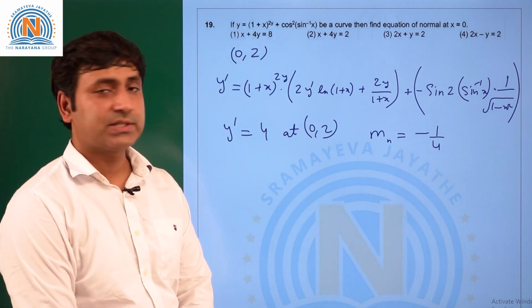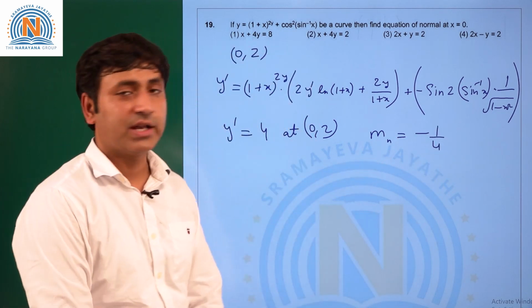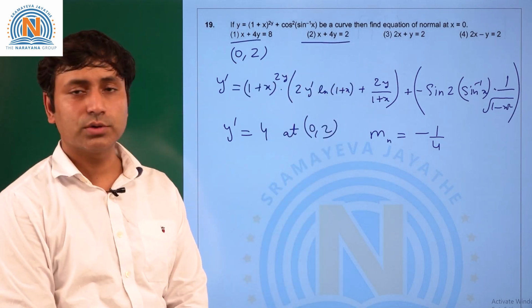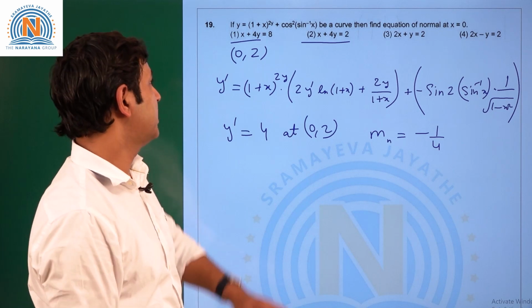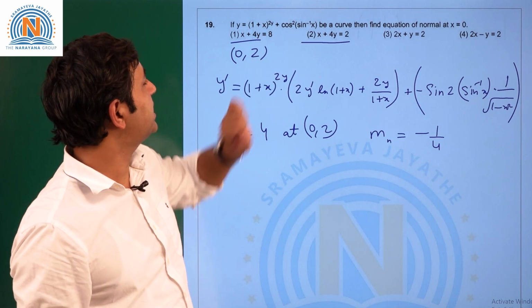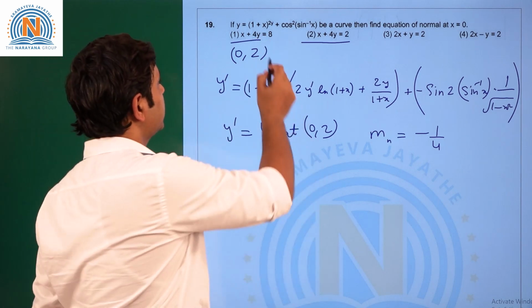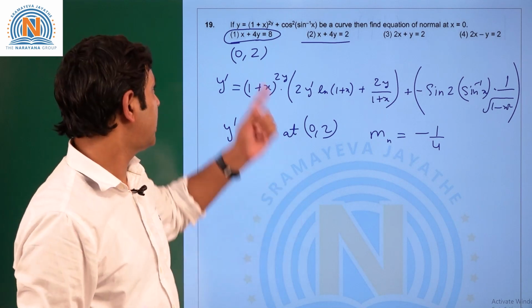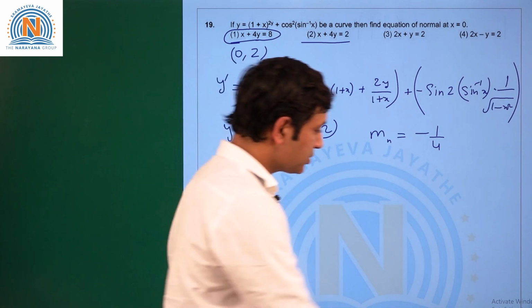Which of the lines given here have the slope of minus 1 by 4? We have these two lines, x plus 4y equal to 2 and x plus 4y equal to 8, but the normal must pass through that point (0, 2). Which of these lines passes through (0, 2)? Clearly it is this line. We have our normal. We'll mark the option. We'll move on to the next question.